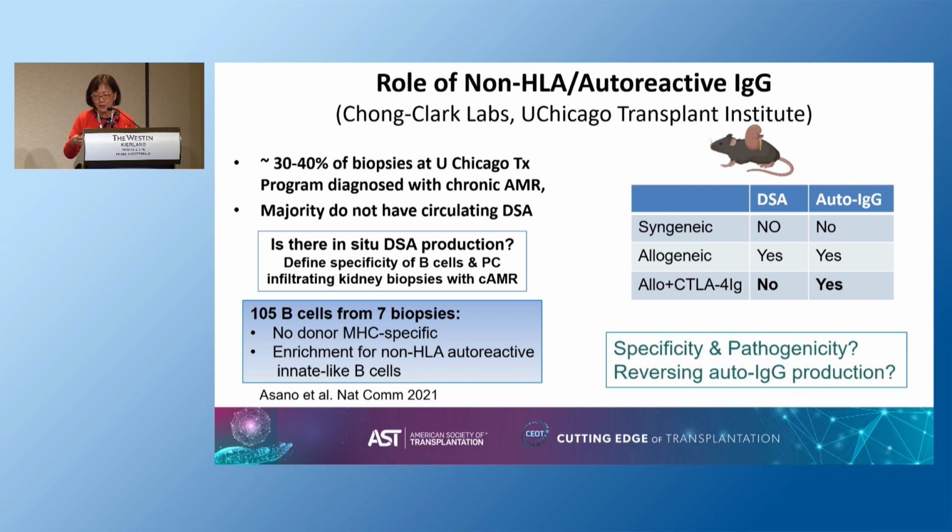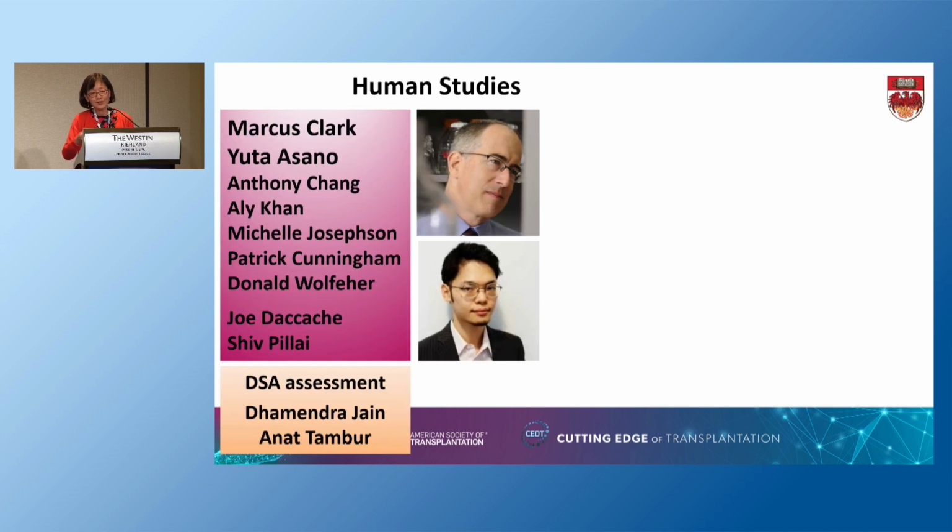And so this mouse model now lets us start asking really mechanistic questions. What are the specificities of these other antibodies? Are they pathogenic? And what is the type of pathogenicity they have? And how do we go about reversing this autoantibody production, since it seems to be dependent on different signals from donor-specific antibodies? And so such studies require a whole, I think, village.